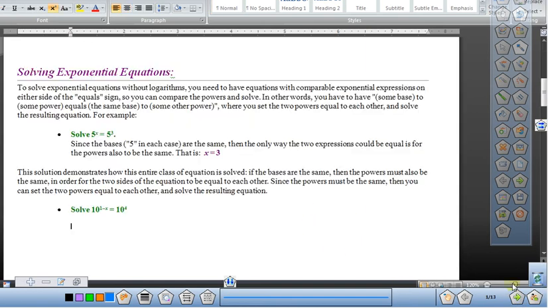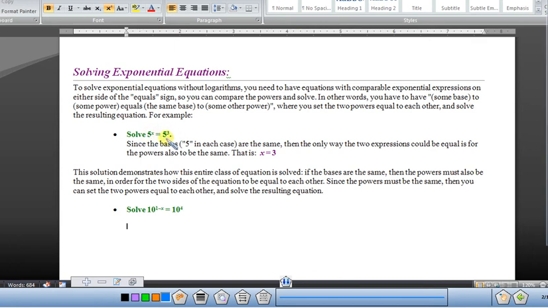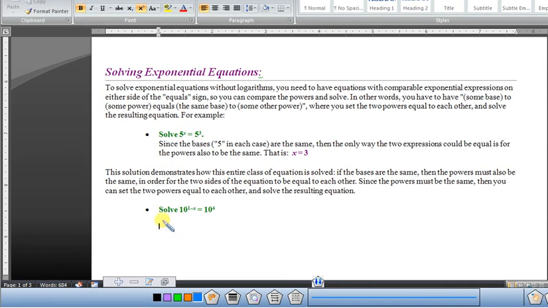But let's just take a look. If you have equal bases, 5 and 5, then you must know that the exponents are also going to be equal. So it's common sense. It tells you if 5 to the x equals 5 cubed, then x must equal 3. In a situation that may not be so obvious, we have equal bases, so the exponents must also be equal. In this case, 1 minus x has to equal 4.